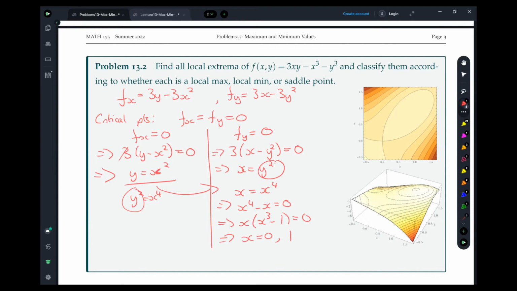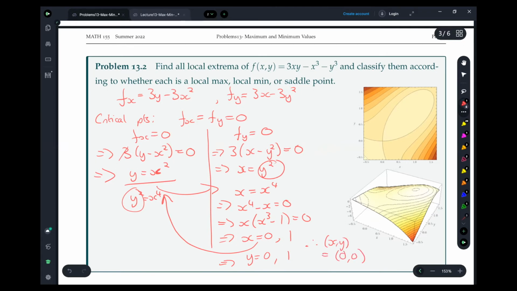Because x is either equal to 0 or 1, I can then substitute it back into this equation up here where we had y is equal to x squared. So that tells me that y is equal to 0 or 1. So our critical points, (x, y), are equal to (0, 0) or (1, 1).